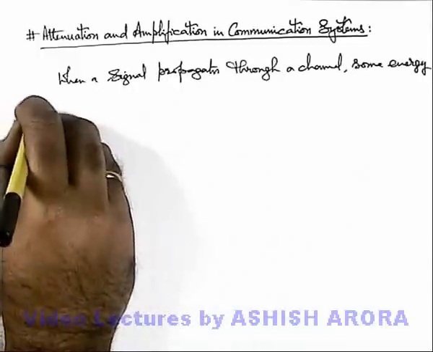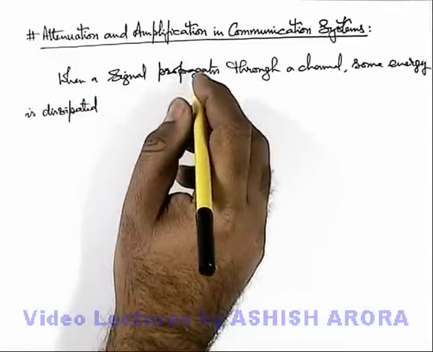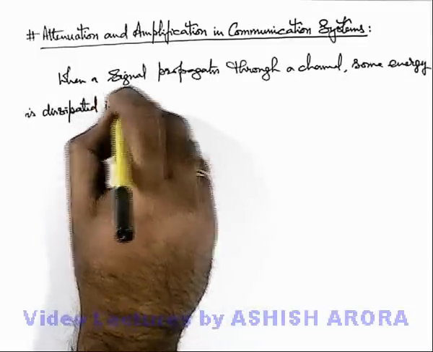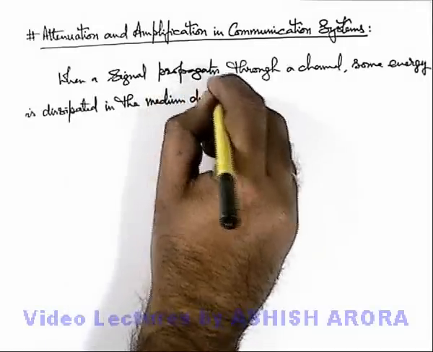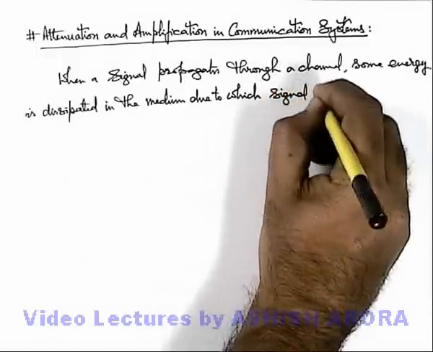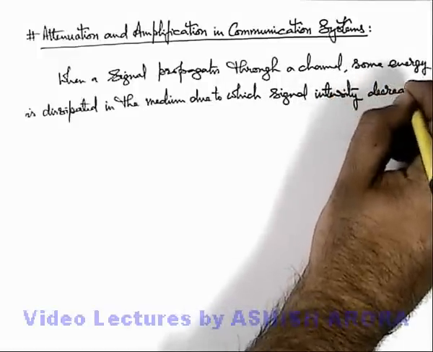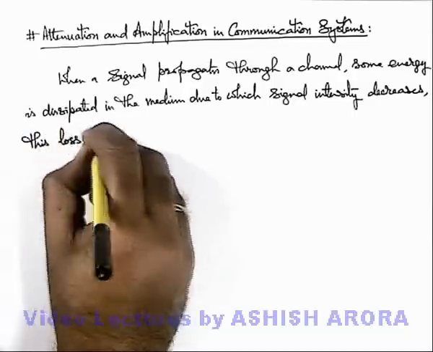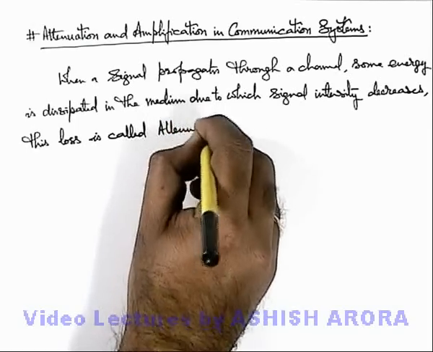Some energy is dissipated, as we know that the signal is in electrical form. So when our electrical form signals are propagating, some energy is dissipated in the medium over which the energy is propagating, due to which signal intensity decreases. This loss of energy is called attenuation.